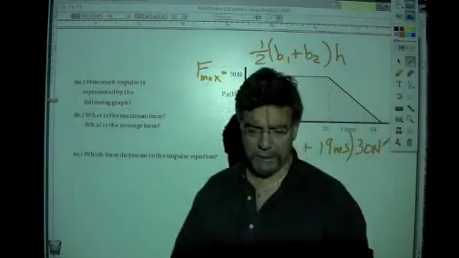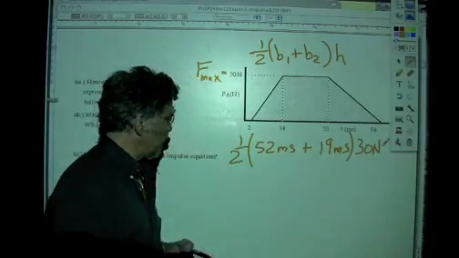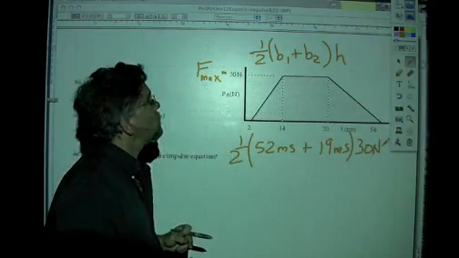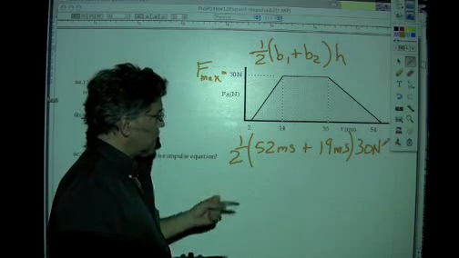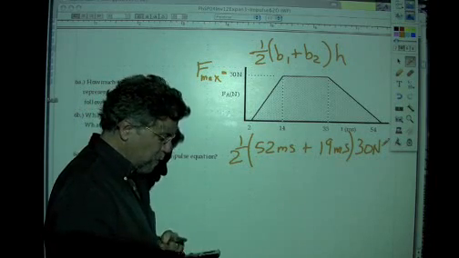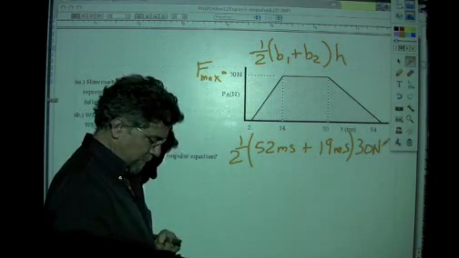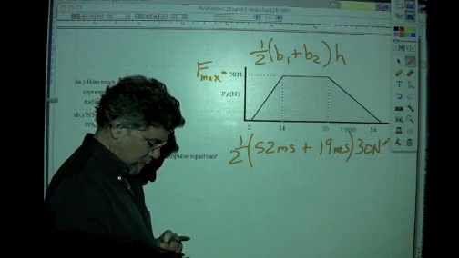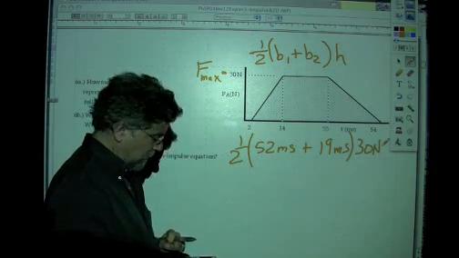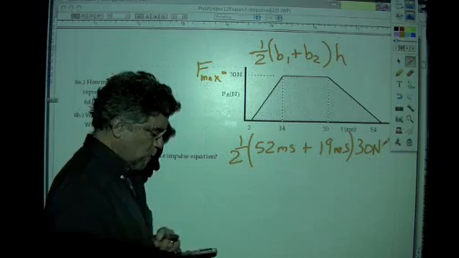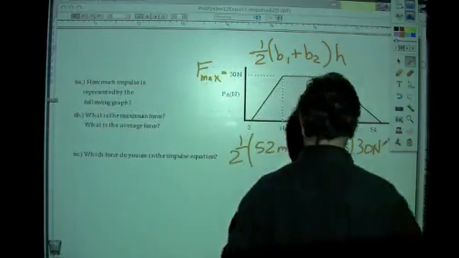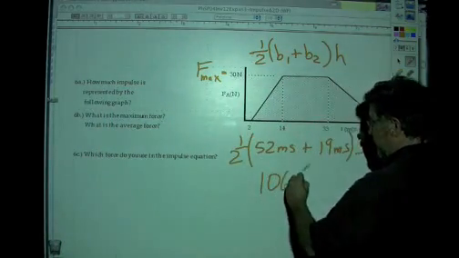So I punch all that in. Okay, so I'm looking at 52 plus 19 times 30, and then divided by 2. And I get 1065.